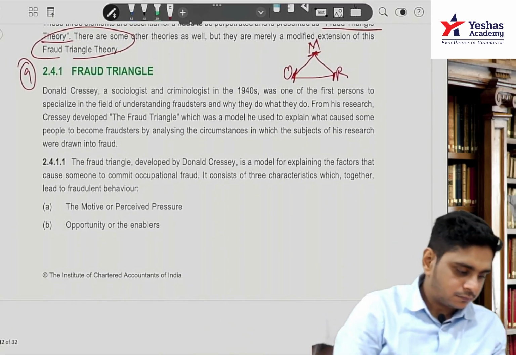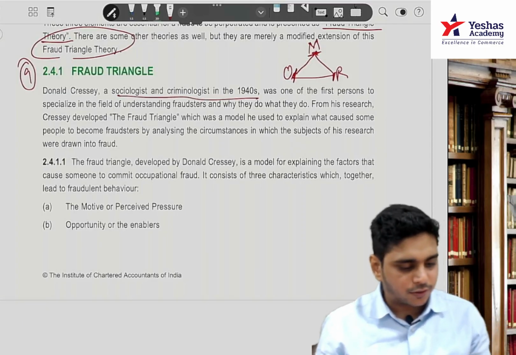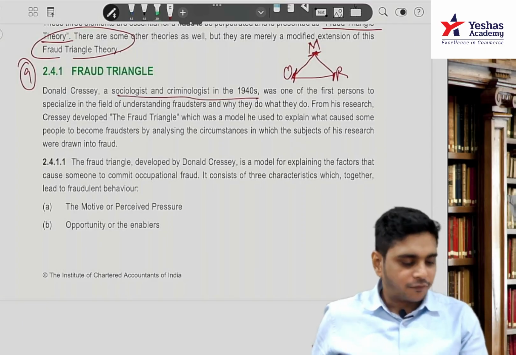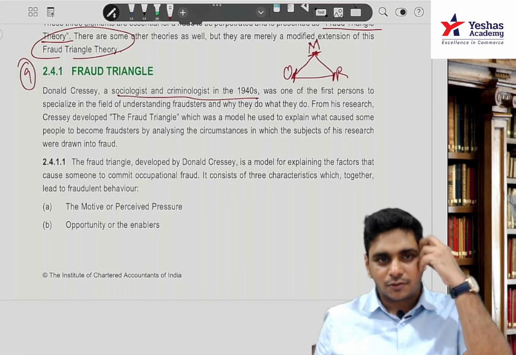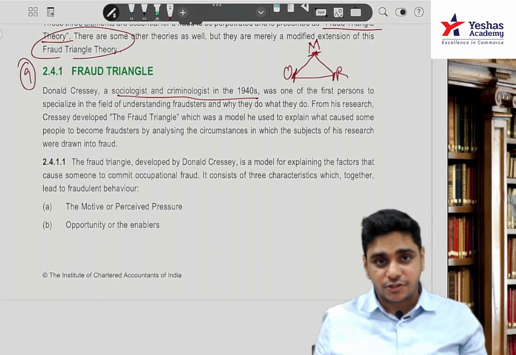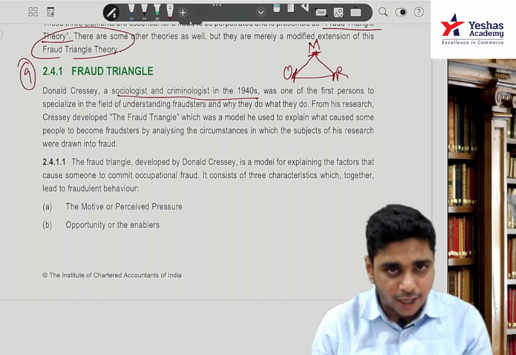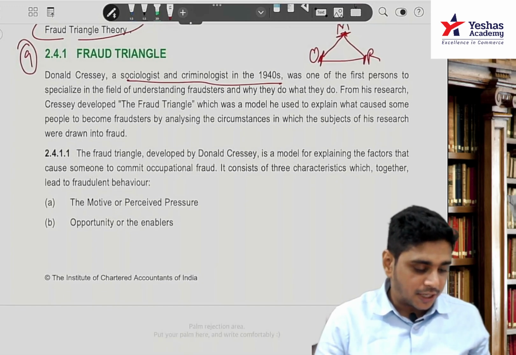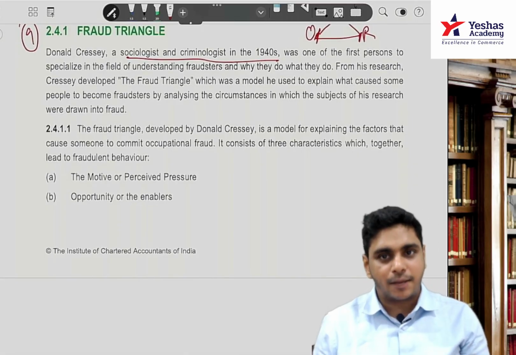Now, it was developed by sociologists and criminologists in 1940. There was a person who was the first to specialize in understanding frauds, why they happen and what they do. Okay, there was an English guy called Donald Cressey. He was the first one to understand why and how fraud happens. The fraud triangle was developed by Donald Cressey. It is a model explaining the factors of why fraud happens.